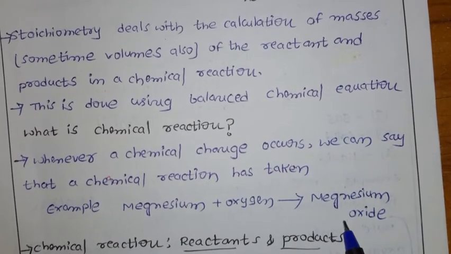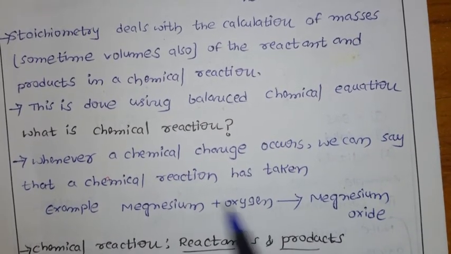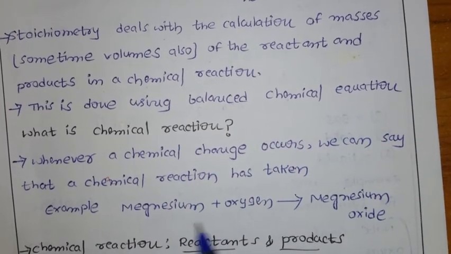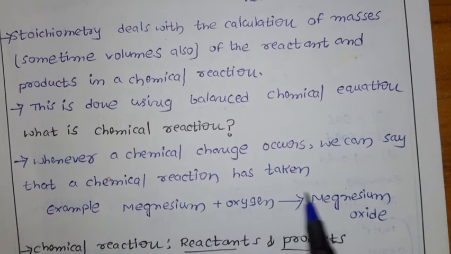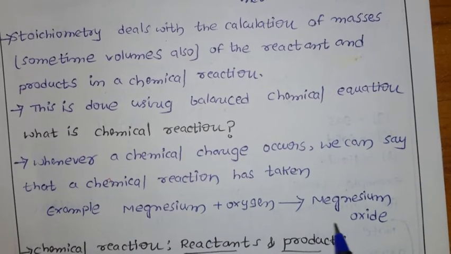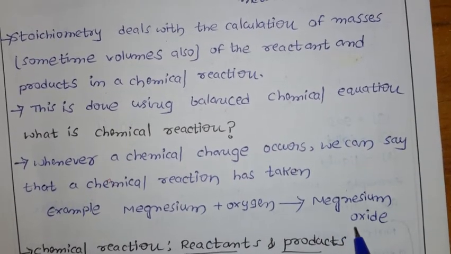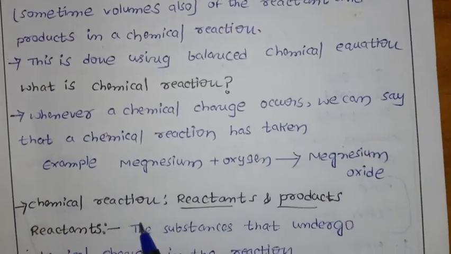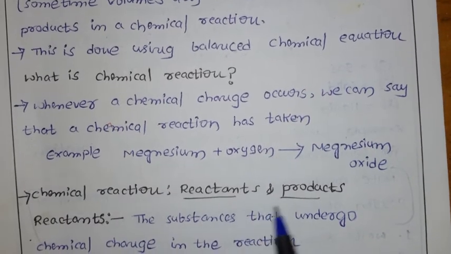This type of reaction is called a chemical reaction. There should be some chemical change. Here we have only magnesium, and here we have only oxygen. From there we got magnesium oxide, meaning it totally changed chemically. That type of reaction is called a chemical reaction. Now in a chemical reaction, you know very well, we have the reactants and products.